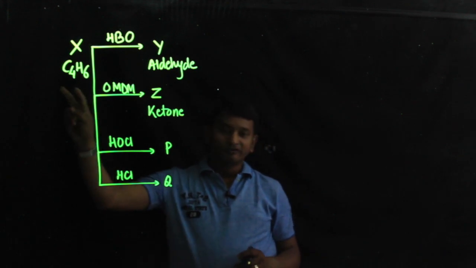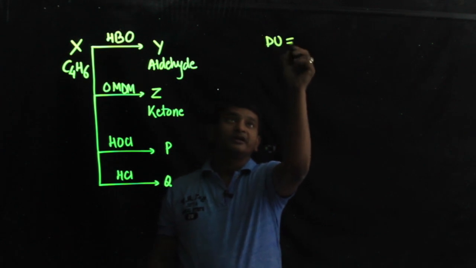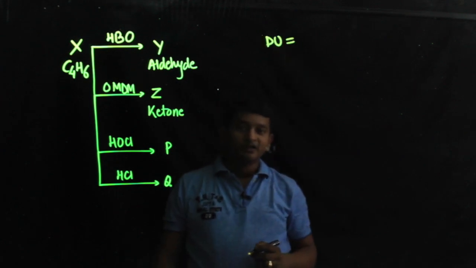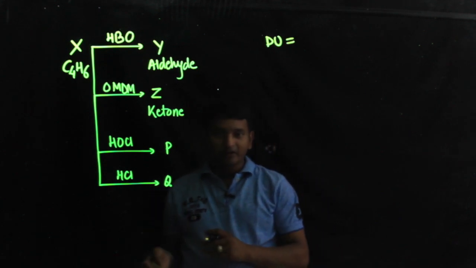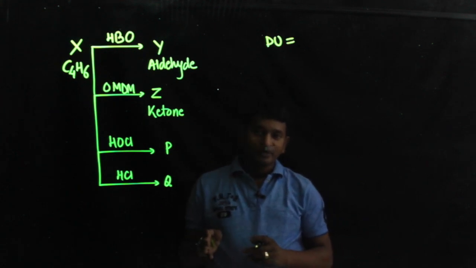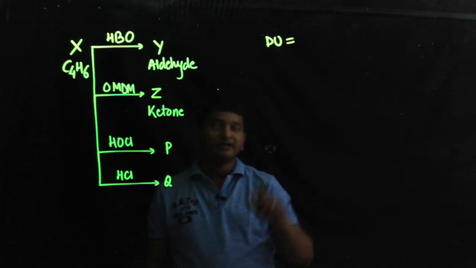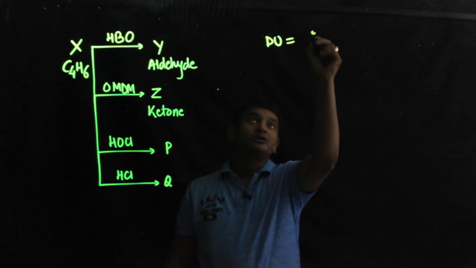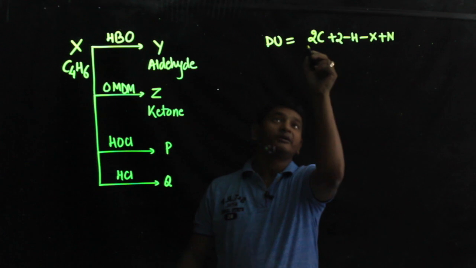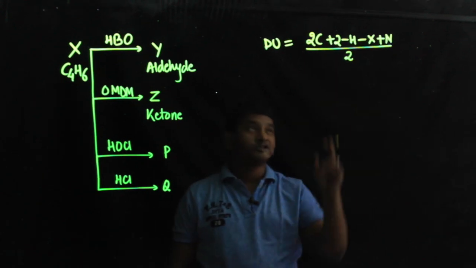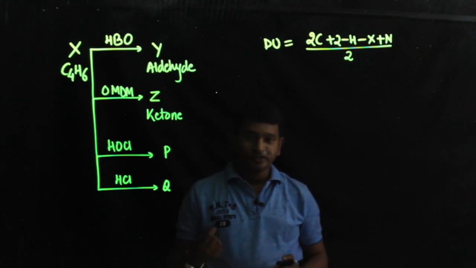When there is a molecular formula in the question, first think of the degree of unsaturation. The degree of unsaturation means the hydrogen deficiency, from which any compound is formed by losing hydrogen molecules from an acyclic saturated hydrocarbon, that is an alkane. To find out DU, always remember the formula (2C + 2 - H - X + N) divided by 2. Those atoms which are used in this are considered, while those atoms which are not used, leave that part.